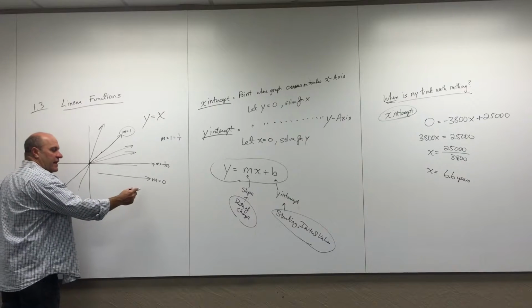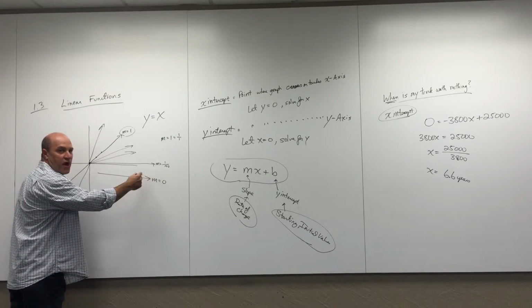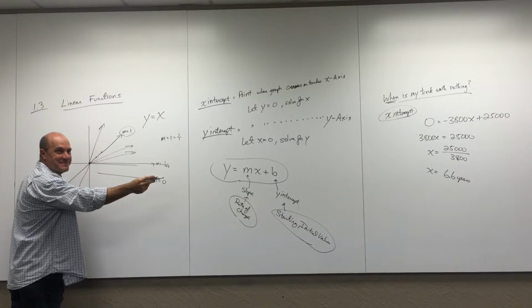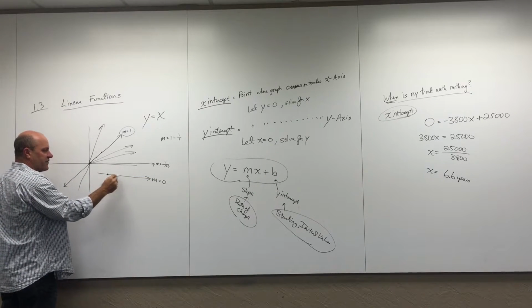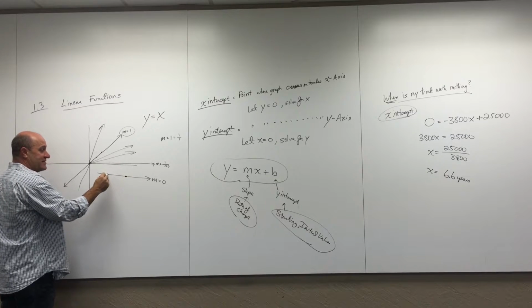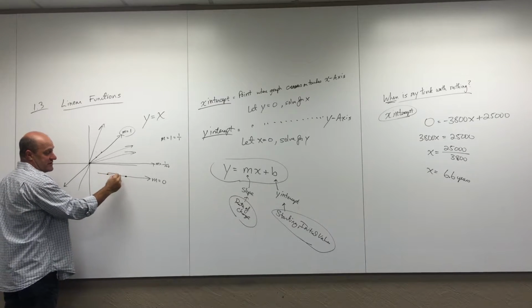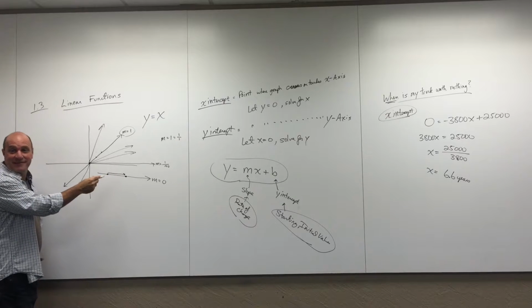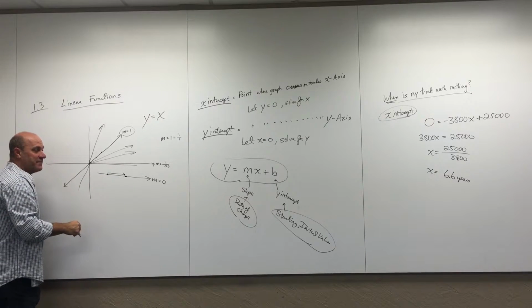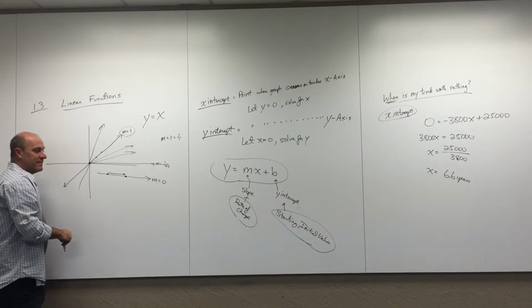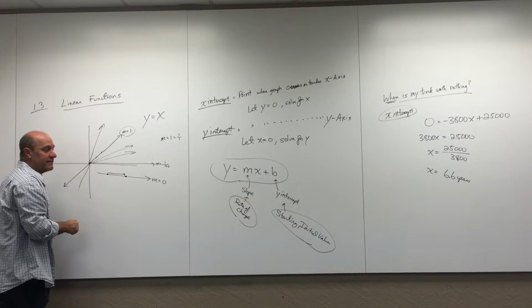And it rises 0 and runs, well, it actually runs whatever it wants to run. Look at it. To go from this point to this point, it rises nothing, but it runs 6 or 7 or 8 or whatever you want to say. But its slope is 0. And it's a horizontal line.